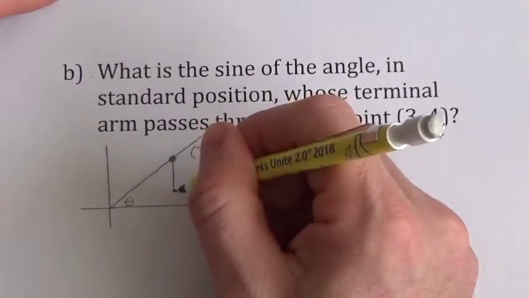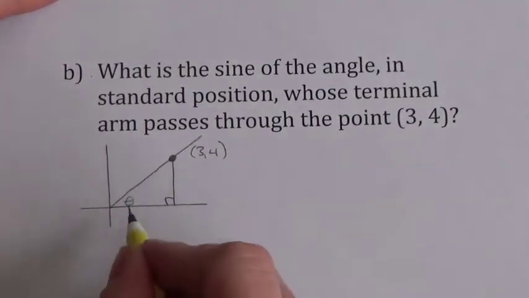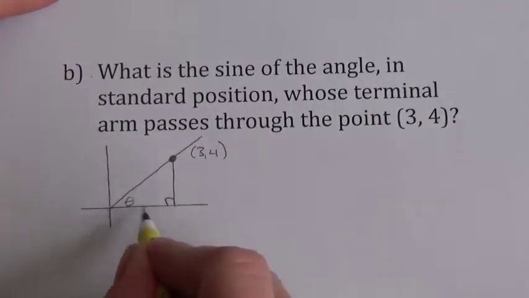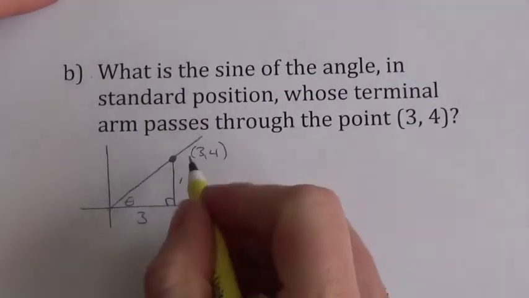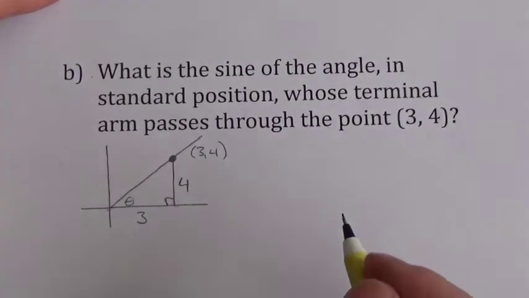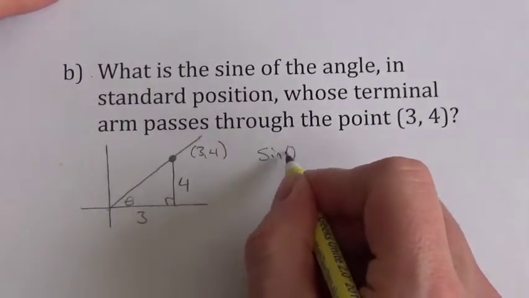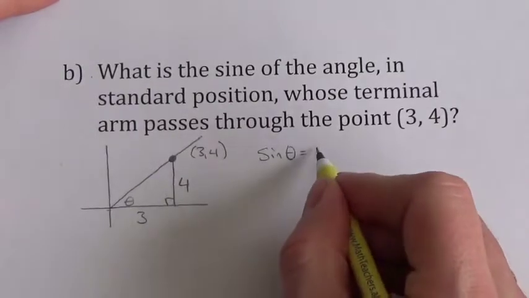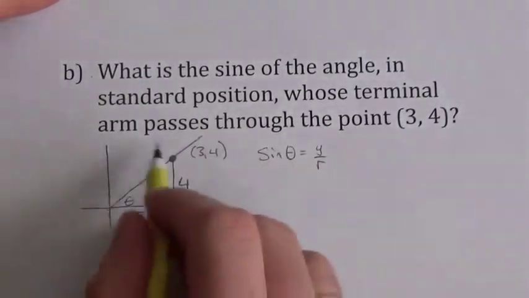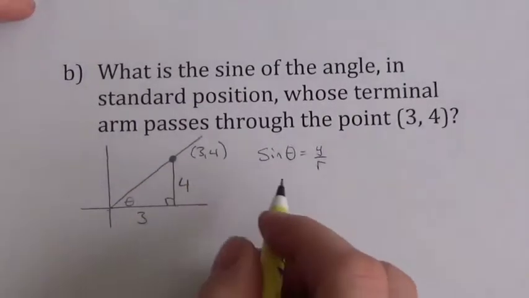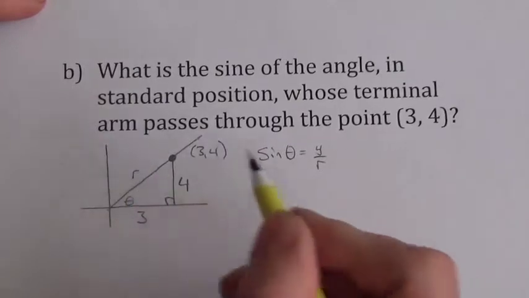Well, what I do is I drop the altitude. And when I do that, because it's going through the point (3, 4), I know that this horizontal distance is going to be 3. And this vertical distance is going to be 4. Now, I know that the sine of an angle is the y-coordinate of that point over the radius of the corresponding circle, or I might say it's the opposite over the hypotenuse here. Either way, I got to figure out what that hypotenuse is.